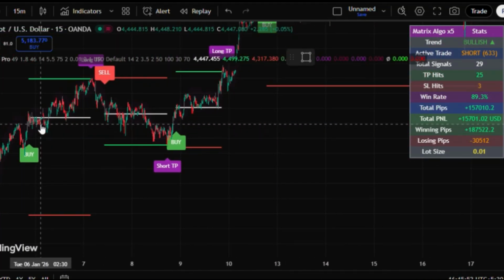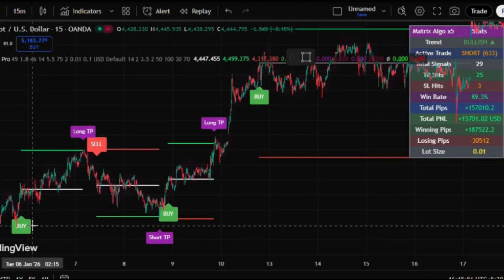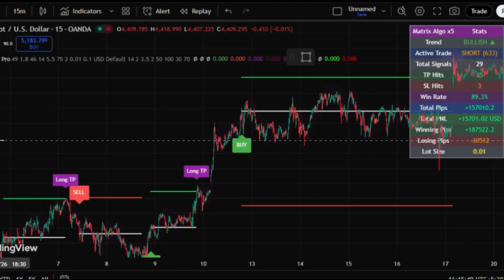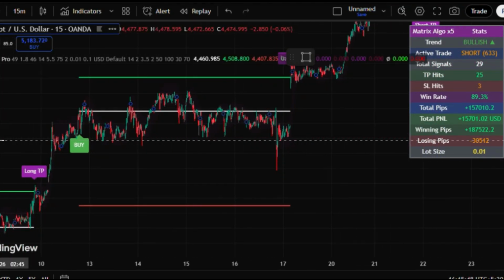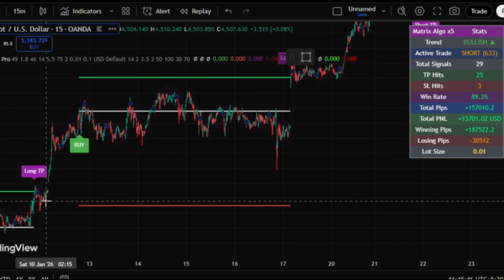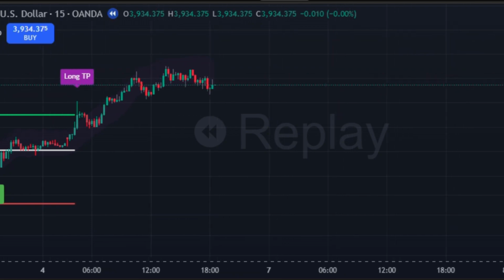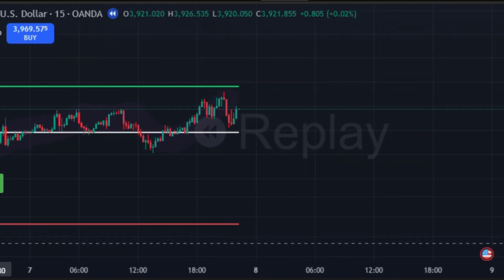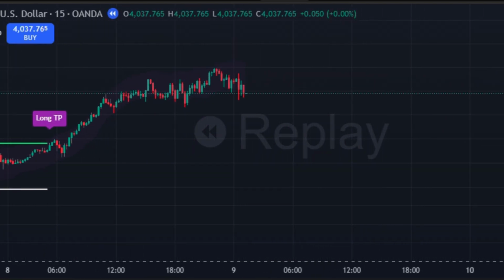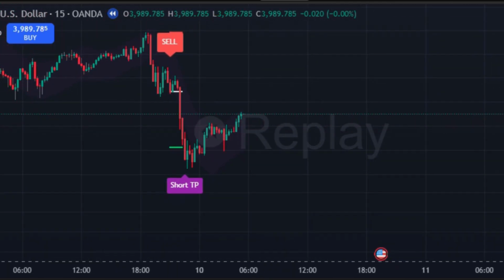If you want to customize any settings, you can do that as well. Settings can be adjusted based on different currency pairs according to your preference. Once you configure it, you can start trading. There's no issue. By trading with MatrixAlgo X5, you can aim for consistent wins and achieve good profits without any knowledge.